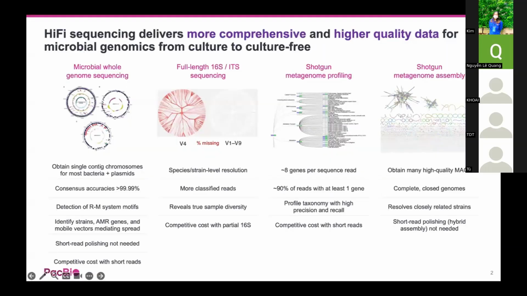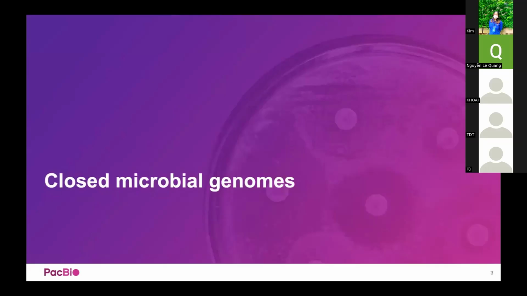So here I'm showing you again the four primary applications using Hi-Fi technology in the microbiome space. On the left, you can see microbial whole genome sequencing. So you do a culture and you perform isolate sequencing, and then full-length 16S sequencing, which allows you to get to species and strain level identification. And then the last two are both related to metagenomics, which is the shotgun approach. In the following time, I will talk in detail about specific data analysis approaches for each of these four applications. So let's start with microbial whole genome sequencing.